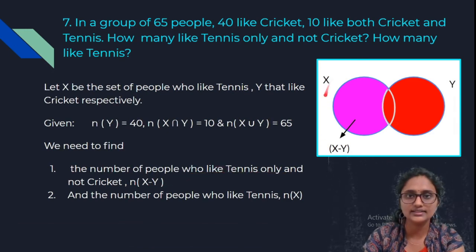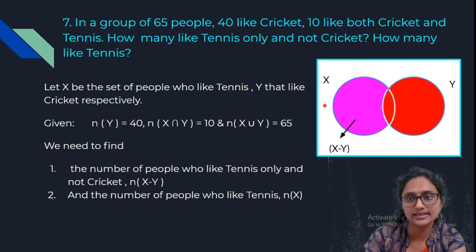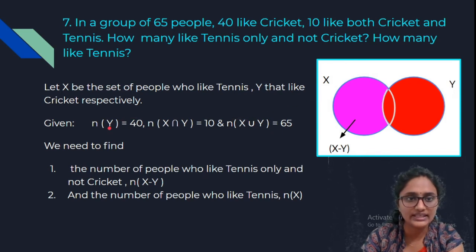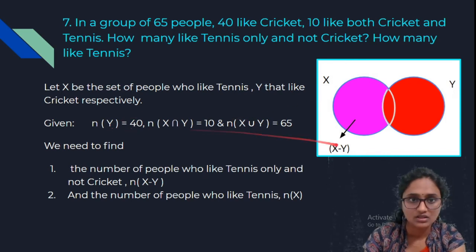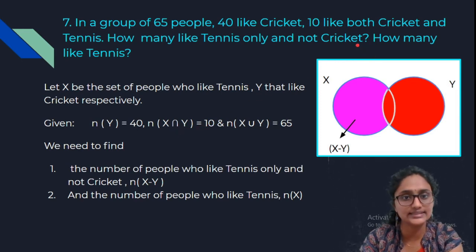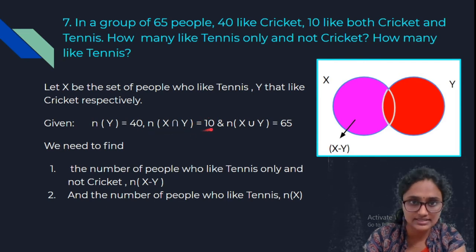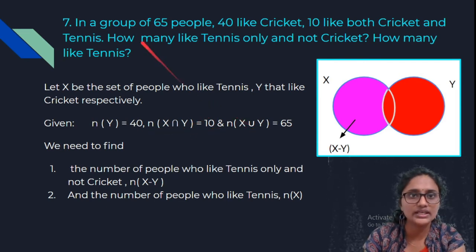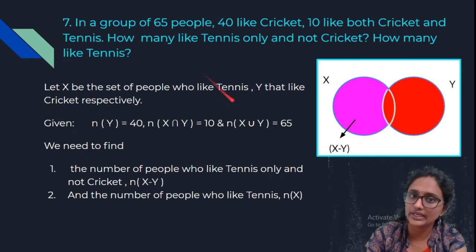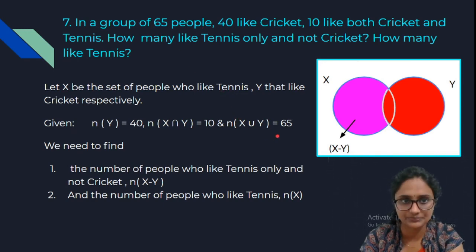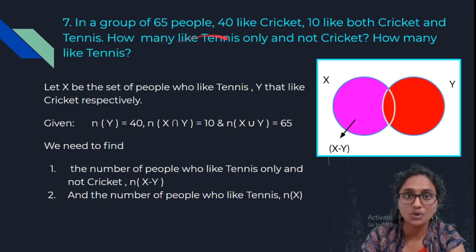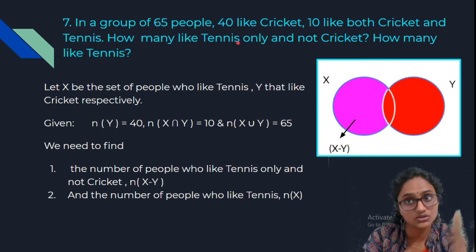Let us take the set of people who like cricket to be Y, and the set of people who like tennis to be X. We are given n of Y is equal to 40. n of X intersection Y, the number of people who like both cricket and tennis, is given to be 10. Also, in a group of 65 people, n of X union Y will be 65. We need to find two things. How many like tennis only and not cricket?